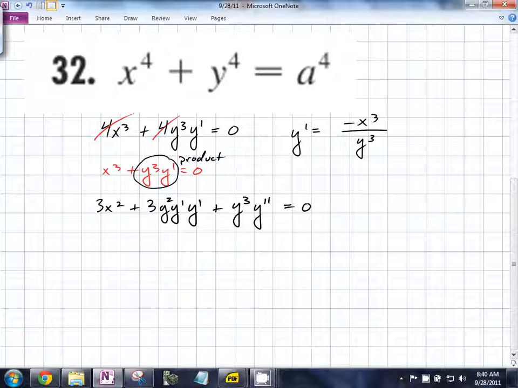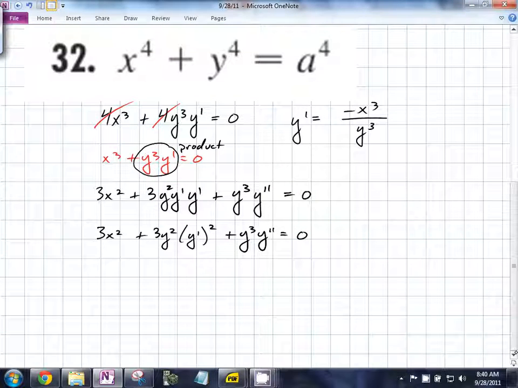The first function is y cubed. What's the derivative of y cubed? 3y squared y prime, times y prime because it was already there, plus the first, y cubed, times the derivative of the second, which is y double prime. What do we need to isolate now? y double prime. Yeah, so let's clean this up a little bit. You have 3x squared plus 3y squared times y prime squared plus y cubed y double prime equals 0.